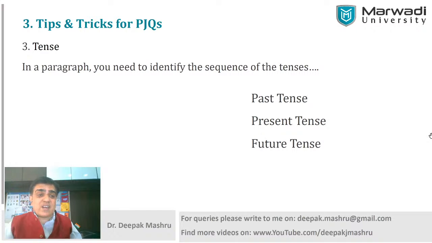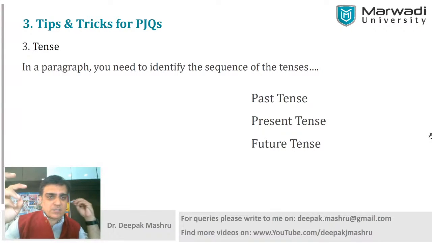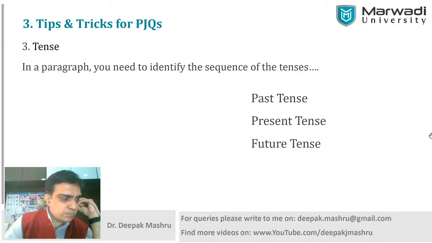Okay. Now tenses. When we find that there are identical tenses, you can easily identify, okay, this sentence is of present tense, this sentence is of past tense, this sentence is of future tense. If you find this kind of blend in your question, make sure that you start with the past tense, then your present tense, and then future tense. So that way it is easy for you.